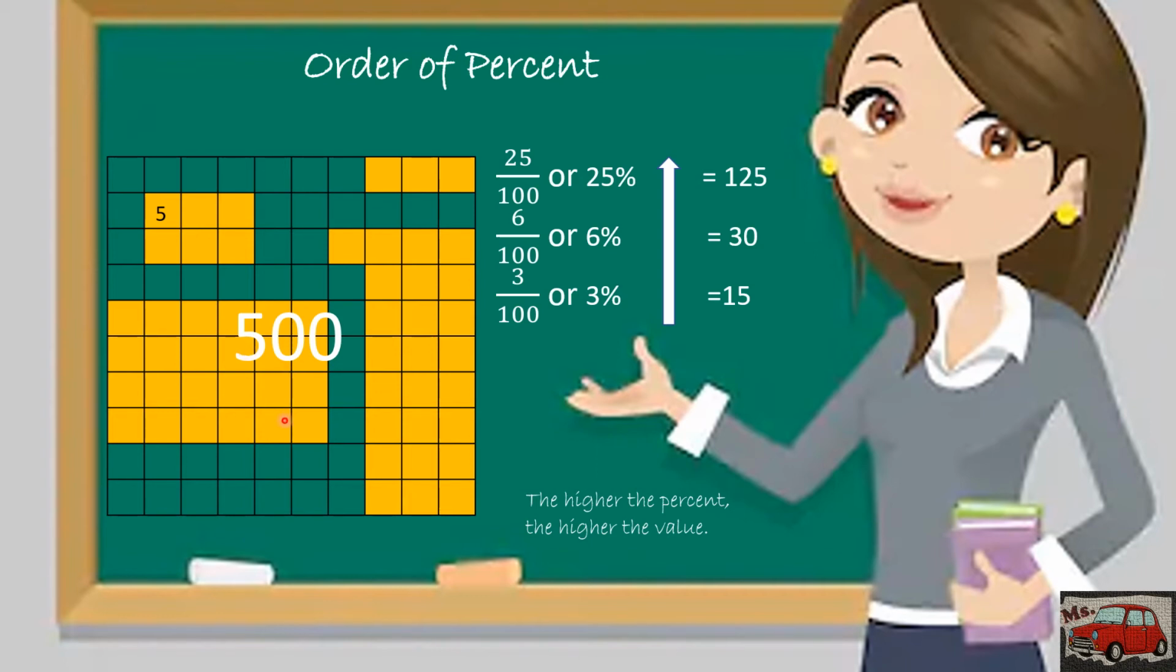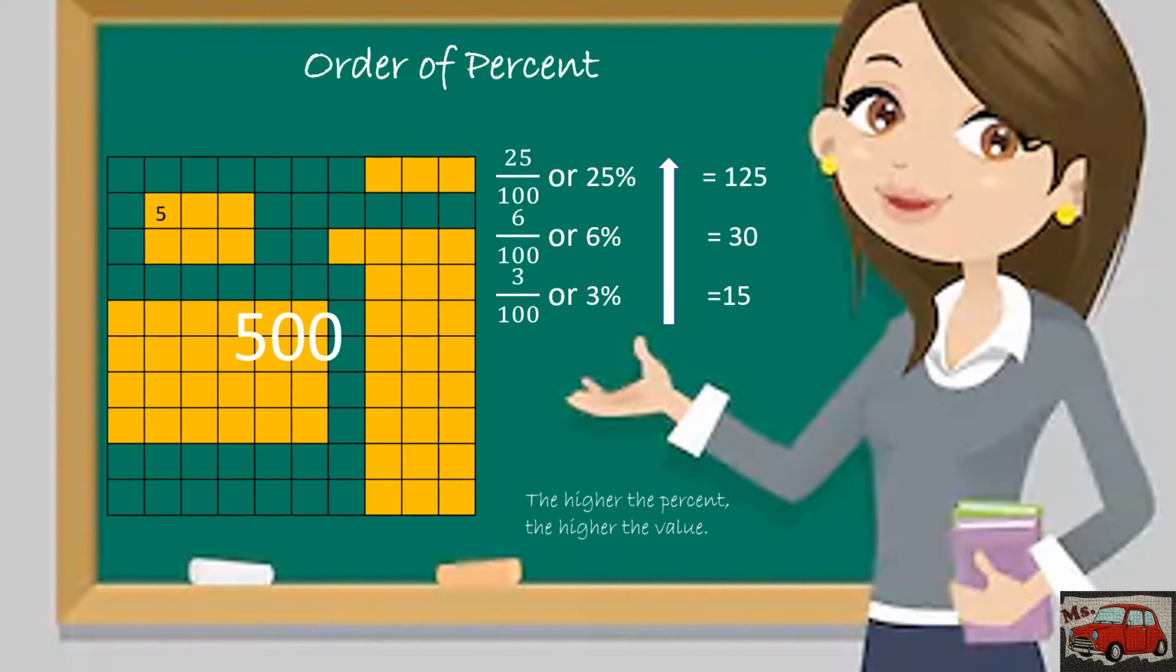Okay? Now, etong 6 parts na to, ibig sabihin 6% to. So, yung value nito ay 30, since tigpa 5. Etong 3 na to, ang value niyan is 3%, so that is 15. So, makikita nyo na the higher the percent, ibig sabihin the higher the value. Alright, so the lower the percent, the lower the value.